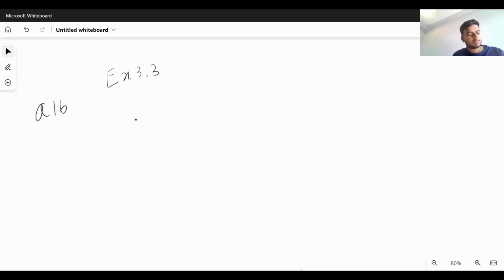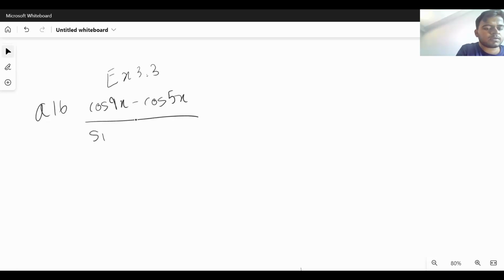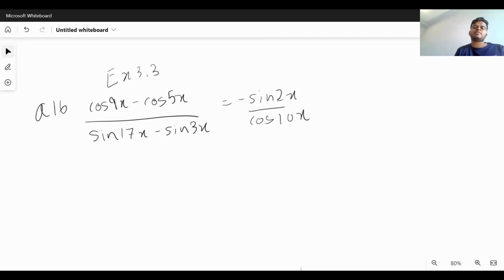Moving on. The 16th question. We have cos 9x, 5x, 17x, 3x. So this is something that you have to prove. Let's start from the LHS and see if we can reach the RHS, right?